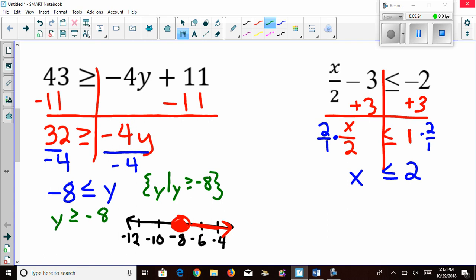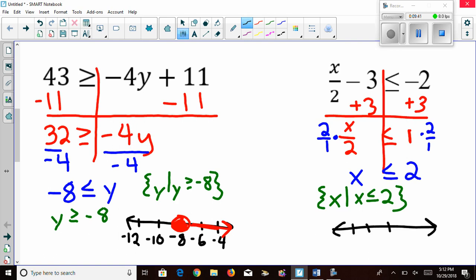We'll go ahead and write it in set builder notation. My answer is any number x as long as x is less than or equal to 2. When I go ahead and make my number line, I know that 2 is part of my answer because it says I can have it equal to 2. And then for all numbers less than, I shade to the left.